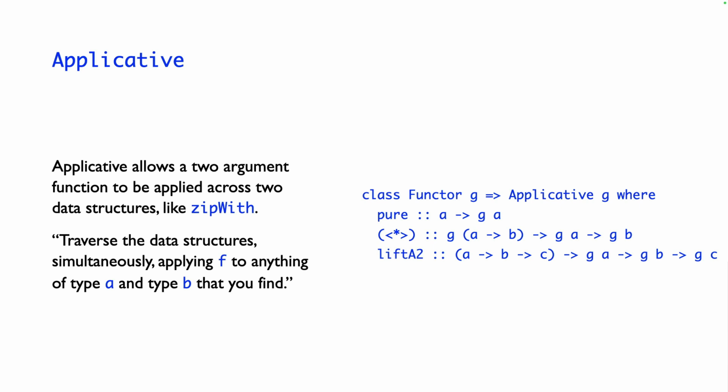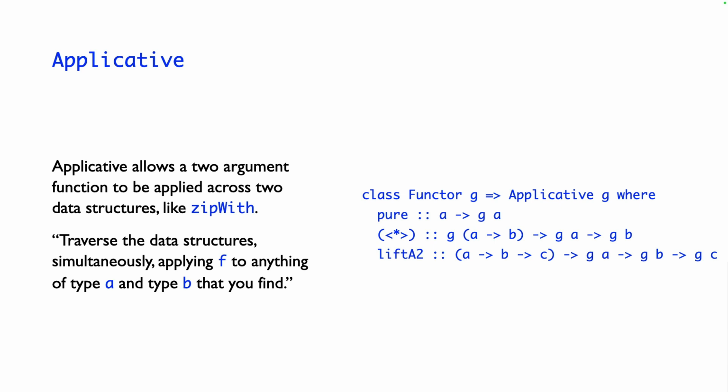If you remember, with zip with, we had two lists and a two argument function, and we applied that function to corresponding elements of the list. So we took corresponding elements, applied those functions to those pairs, and built a list of the answers that we found. So we traverse the data structure simultaneously and apply f to anything of type A and B we can find. And that, you can see, is generalized to this lift A2 function that you see here.